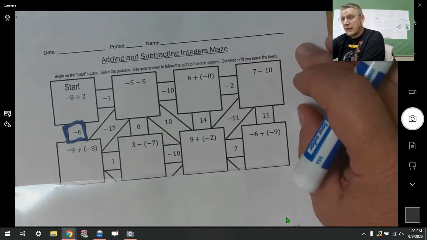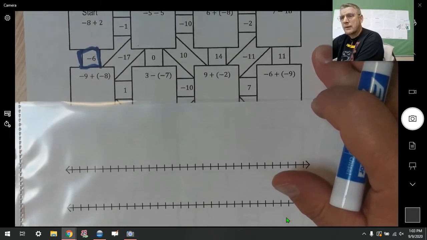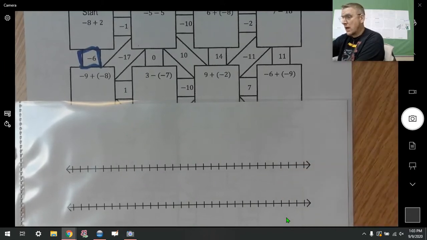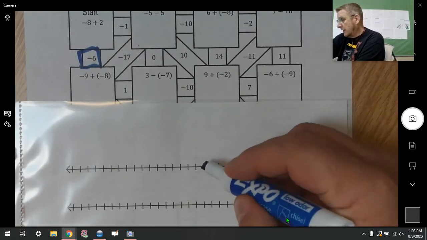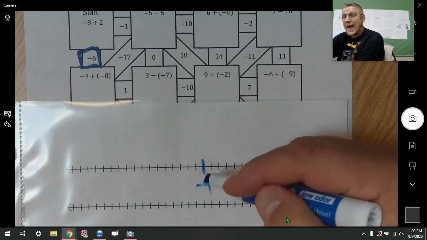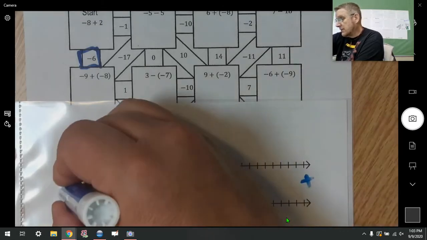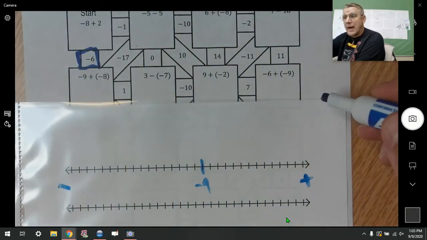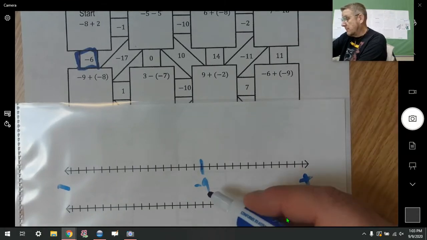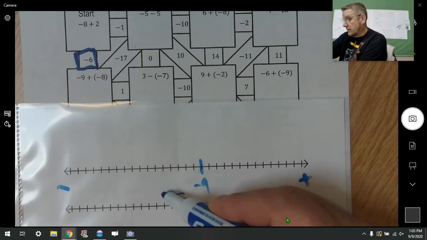-9 plus a -8. We start here. We go to the next one. And this one here, I'm going to make a -9. And then I'm going to add -8. So this is our positive side. This is our negative side. When we add a negative to a negative, we're going to be more negative. So we're actually going to go in that direction.